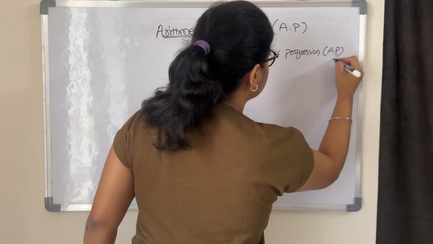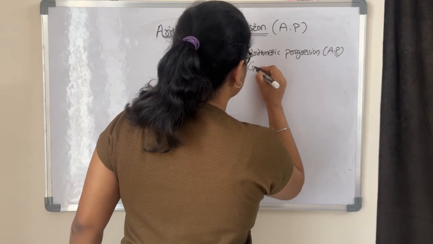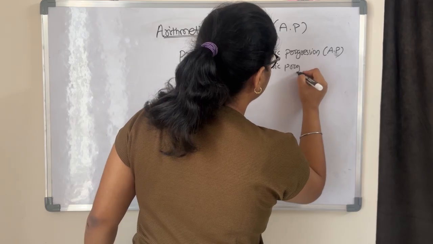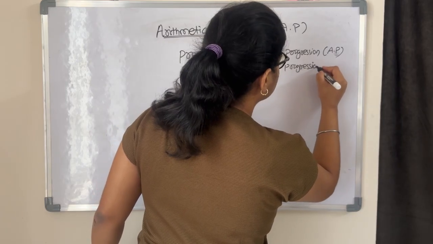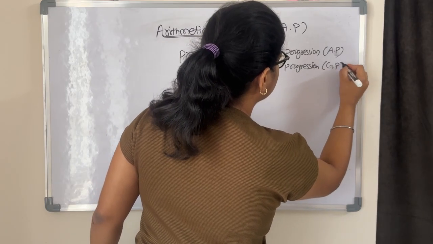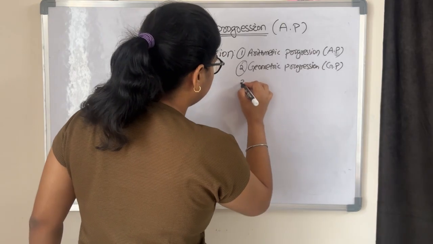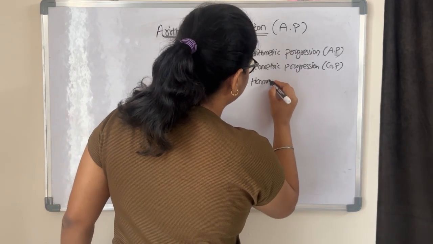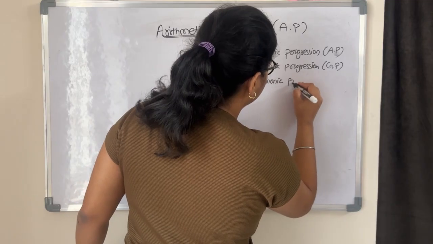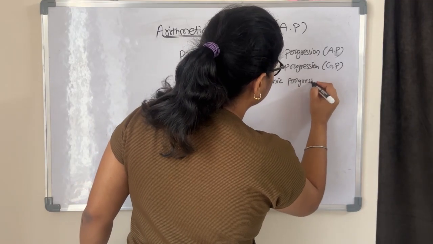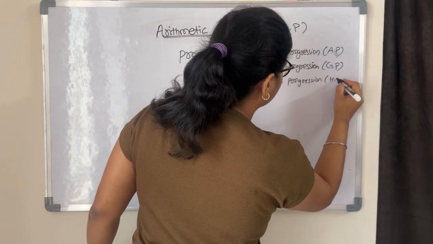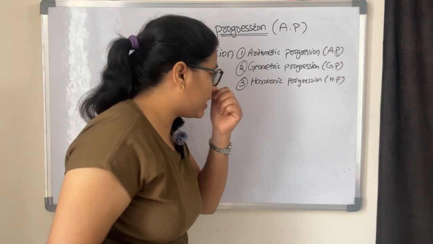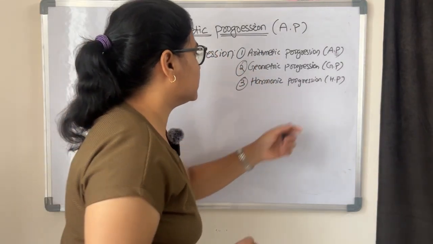AP. Second one is geometric progression. Shortly, it is GP. Okay. And third one is harmonic progression, HP. It is not HP gas or HP laptop. Okay? It is progression only.